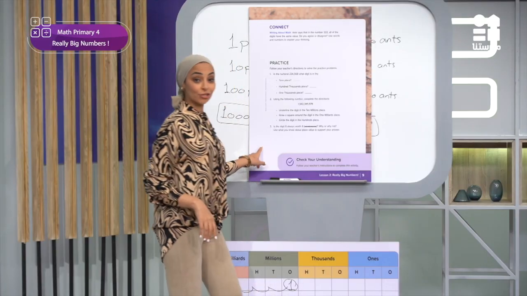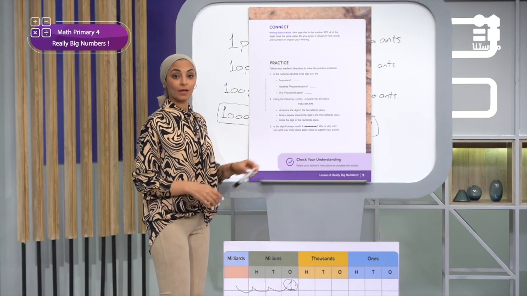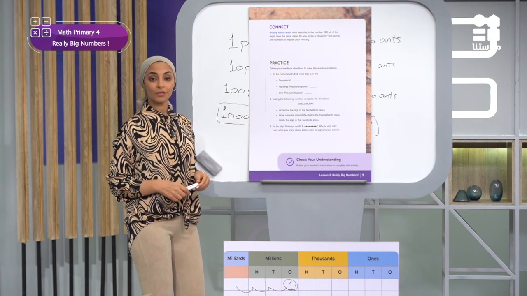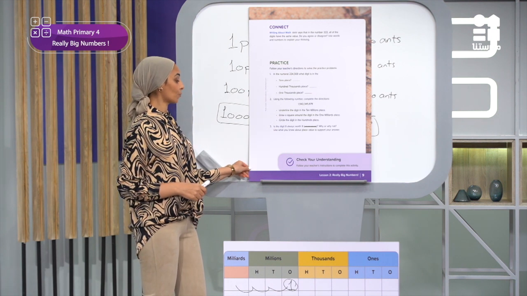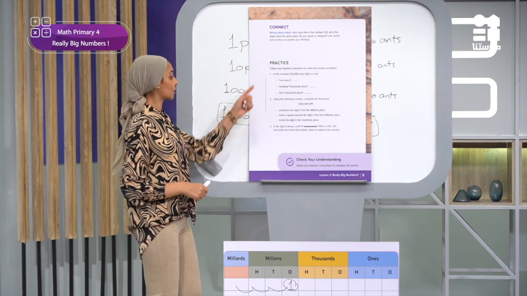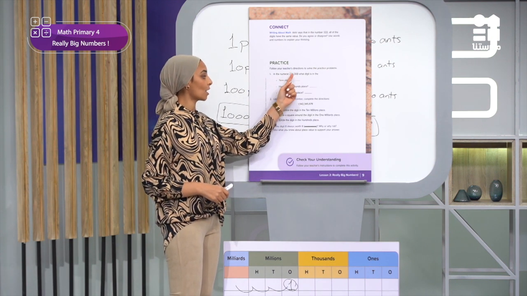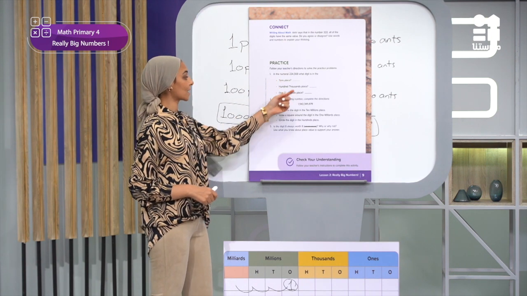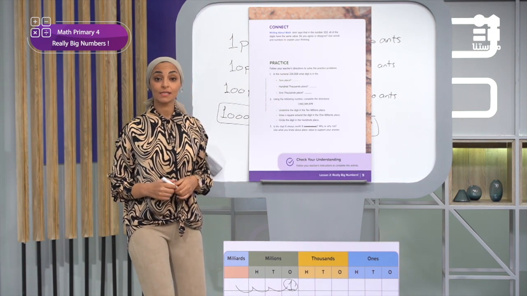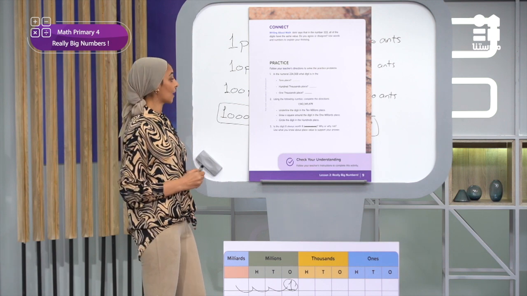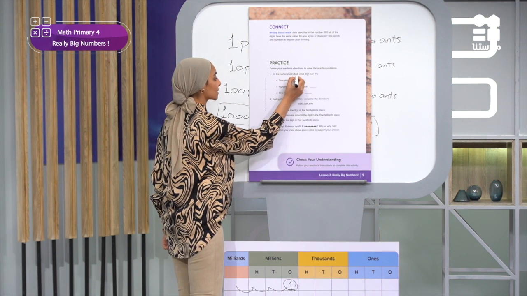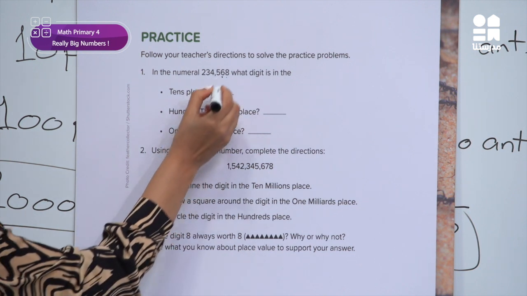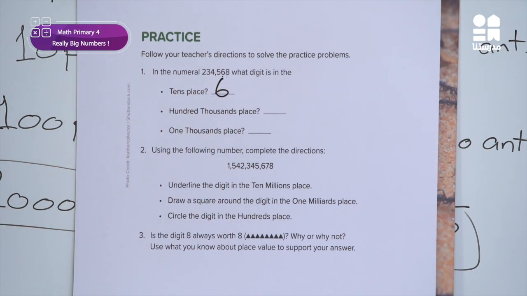Now here's page 9, as you see here. Number 1, there is the numeral. Can you read this number or numeral? Yes, it's 234,568. Okay, right. Which digit is in the tens place? Can you tell me? Yes, this is the ones and this is the tens. So 6 is in the tens place, right?